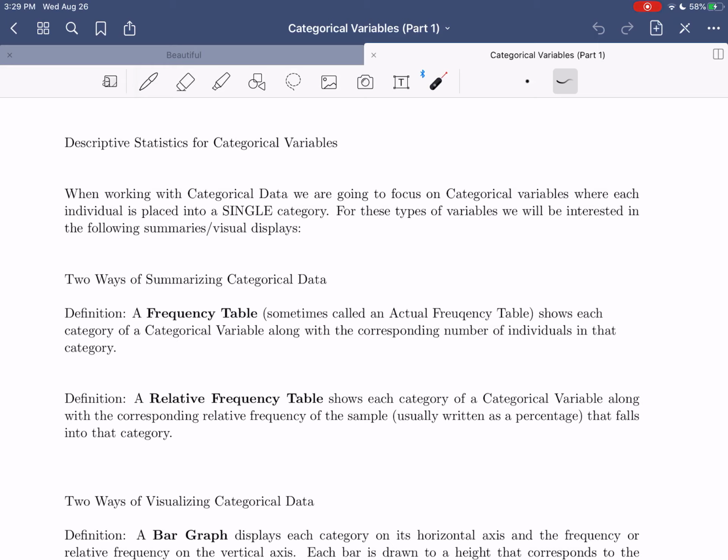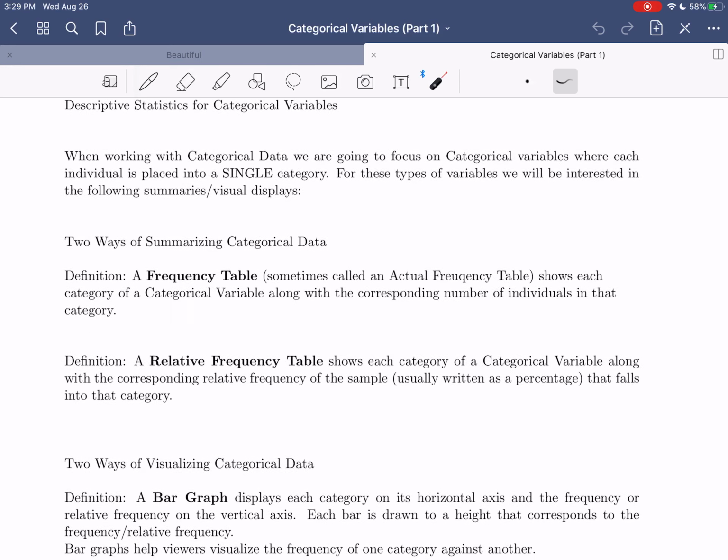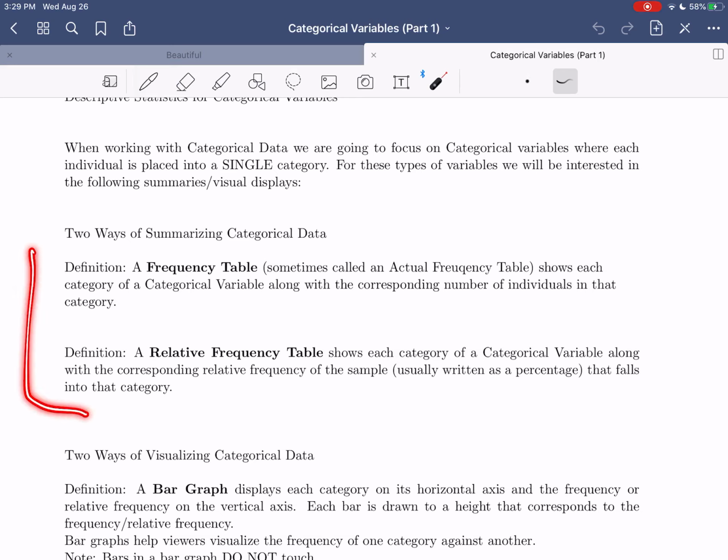Instead, we're going to almost always work with categorical variables where when an individual is placing themselves, they get to only place themselves in a single category. So let's talk about some ways of summarizing and organizing this data as well as visualizing it. In our class, we're going to learn two ways of summarizing or organizing categorical data. We're going to learn what's called a frequency table, which is sometimes referenced as an actual frequency table. If you don't see that word actual attached to it, you can just assume that it's there. So a frequency table and an actual frequency table are the same thing.